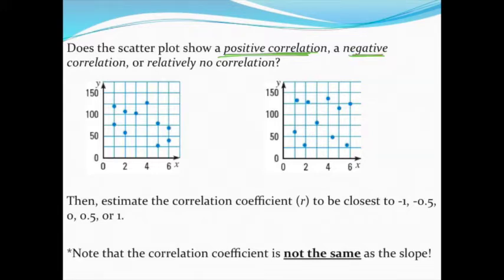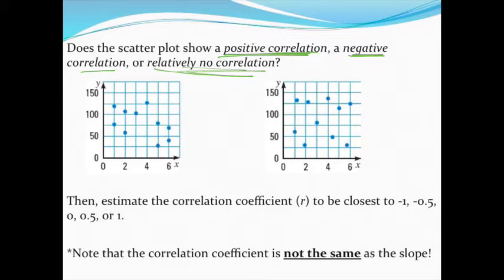A negative correlation would mean the reverse of that, so a downwards trending line: x would get bigger as y got smaller. Or possibly you're going to see relatively no correlation, meaning the data is just completely scattered. There's no trends in that data. So the first question is to figure out what kind of scatter plot we have, and it takes a little bit of guessing, I suppose, but we can make an educated guess.